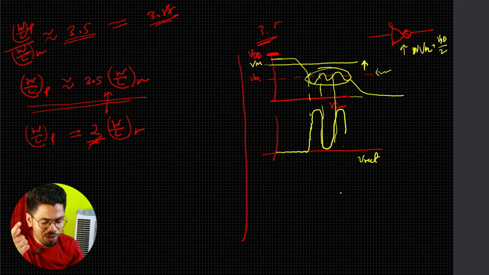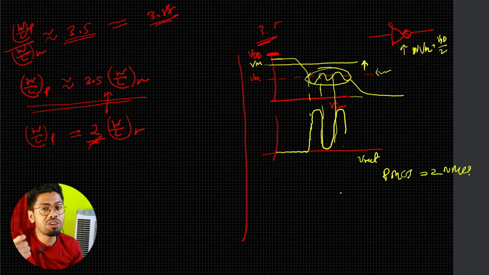We already know that our PMOS is twice the size of the NMOS. Now further we want to push our VM up. So what will happen? Will we increase the size of the PMOS more, or will we decrease the size of the PMOS? This is a very interesting question, and this type of insight is required in all VLSI interviews.